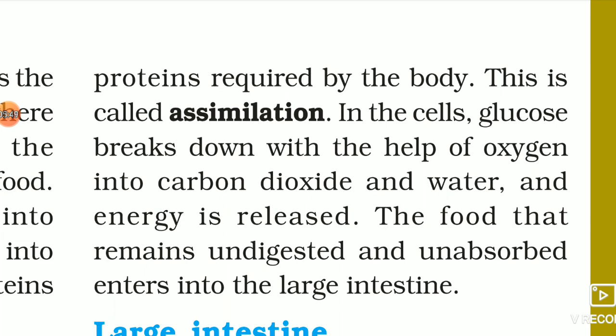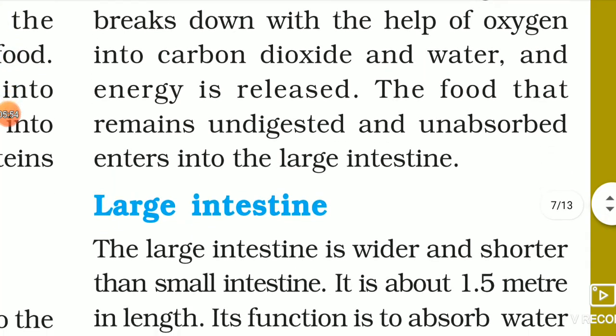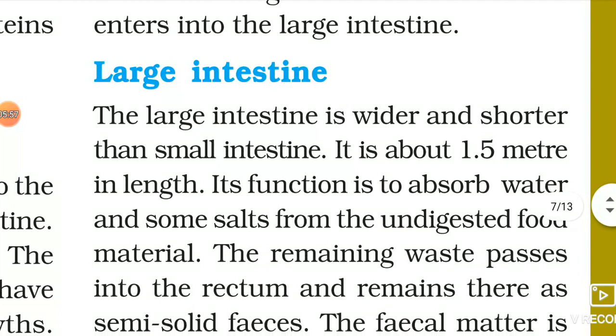In the large intestine, again absorption will take place, but how will it do so? The large intestine will absorb the remaining water and salts present in this undigested food. Remaining water and salts will be absorbed in the large intestine, and then the rest of the undigested part is sent to the rectum, and through the anus it will be thrown out of our body.